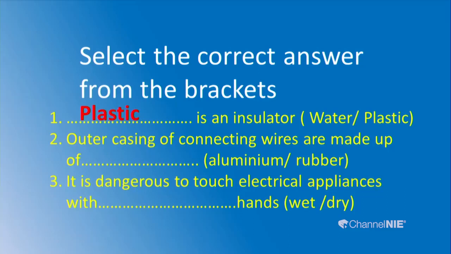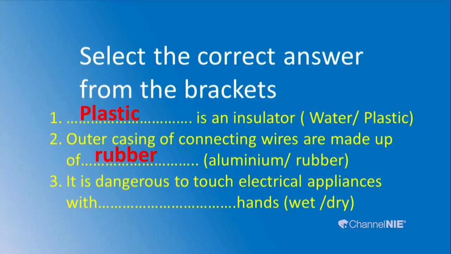Question number 2. Outer casing of connecting wires are made up of blank, aluminium or rubber. You can remember, we studied that. Outer casing of connecting wires are made up of rubber.